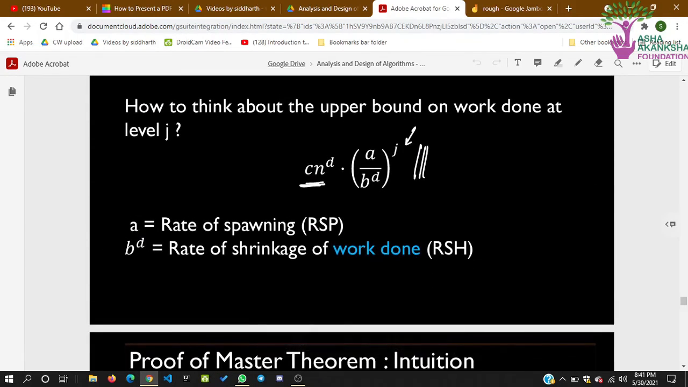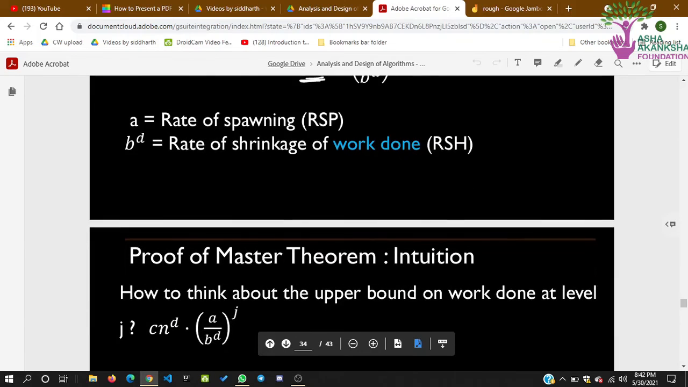Now, how to look at this intuitively? We know that a is the rate of spawning and b was the rate of shrinkage. Now the interesting thing is that when we take b raised to the power d, it becomes the rate of shrinkage of work done. That is, if a certain amount of work W was being done at the current level, then at the next level, the work done for each problem becomes W upon b raised to power d. That is the RSH, the rate of shrinkage of work done.